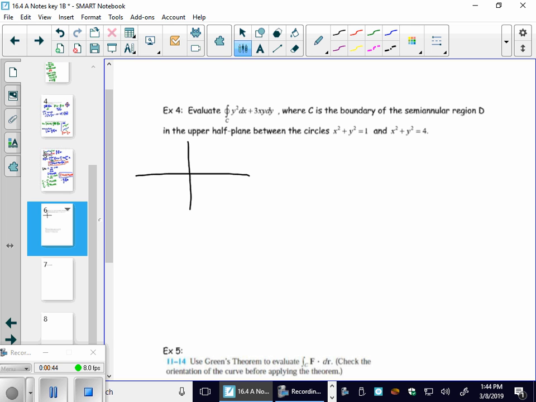So it's in the upper half plane between the circles x squared plus y squared equals 1, something like that, and then x squared plus y squared equals 4, looks something like that, where that's 1, that's 2, 1, 2. Let's make those negative just to be right. All right, and the region is supposed to be where C is the boundary of those two things. So it looks to me like this is the region that we're talking about here, going this direction.